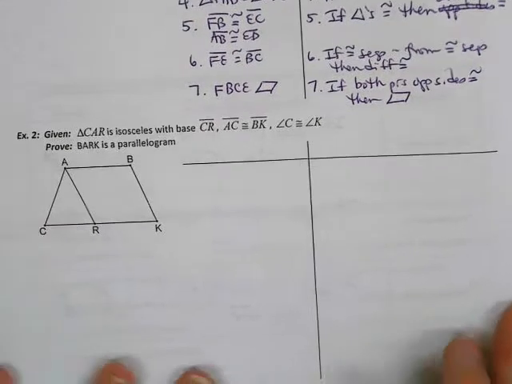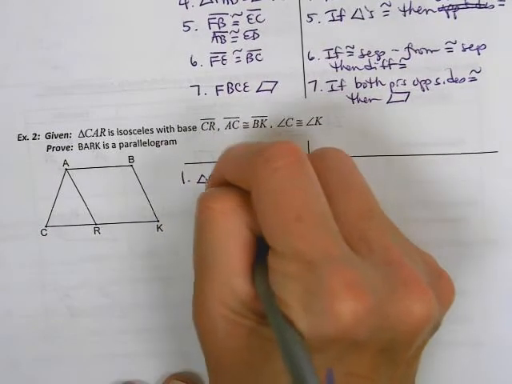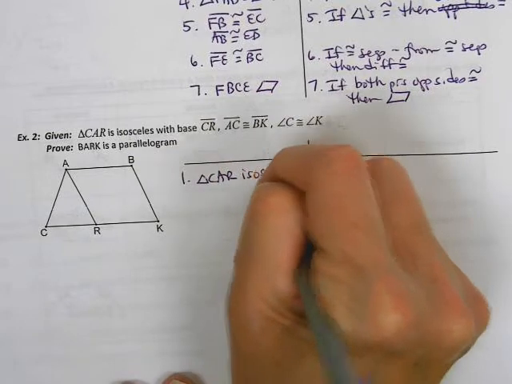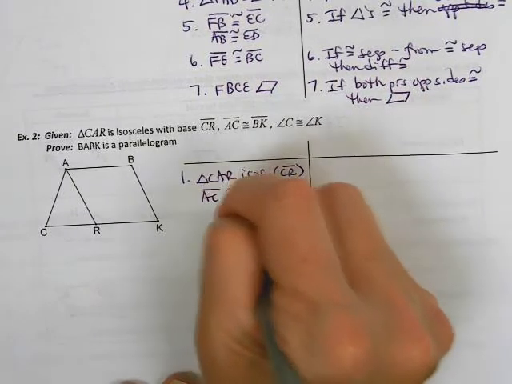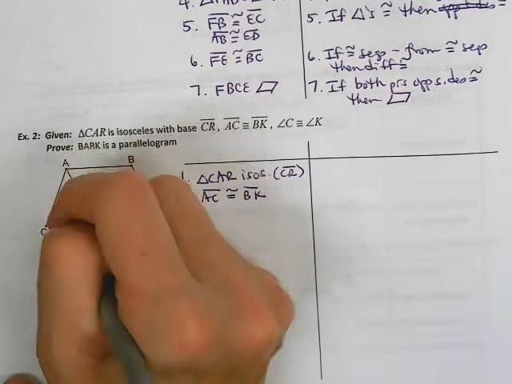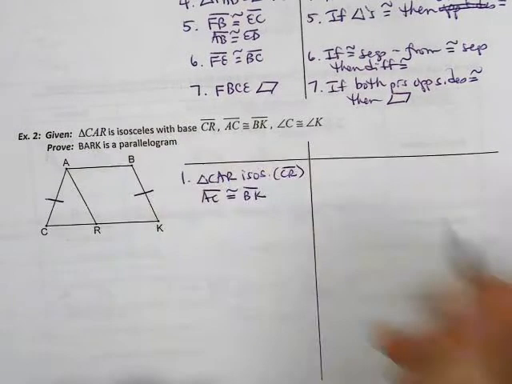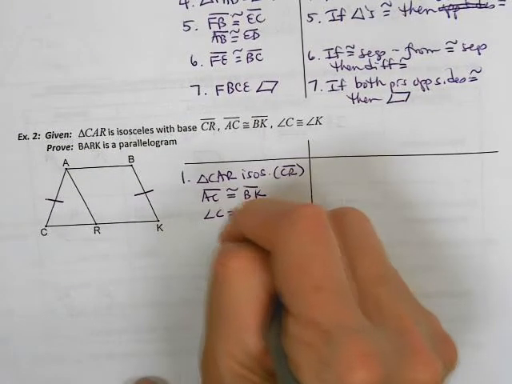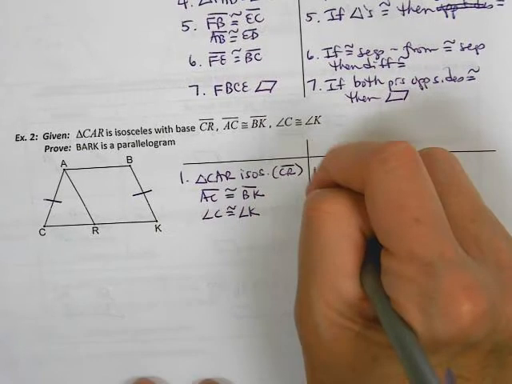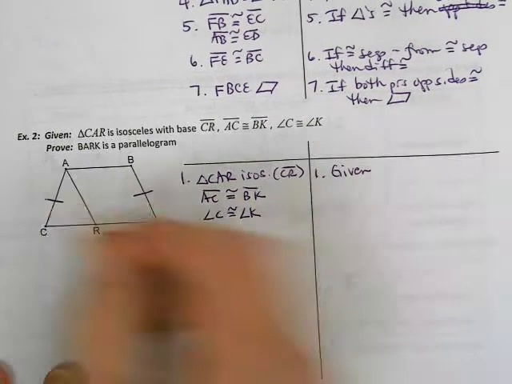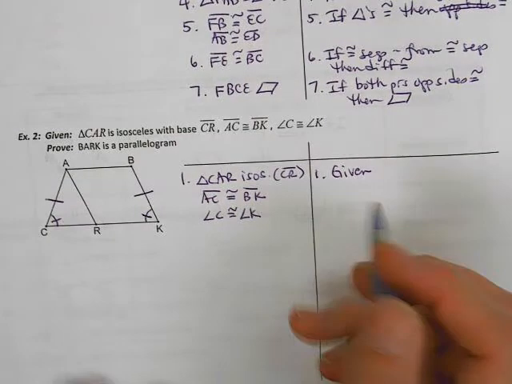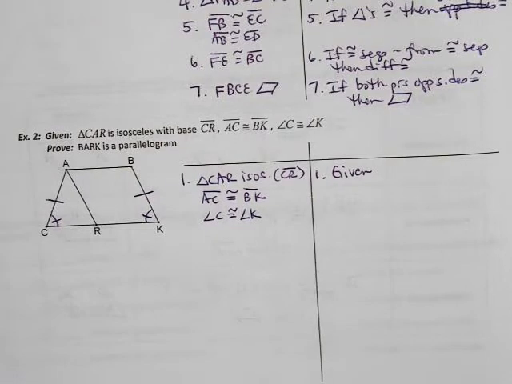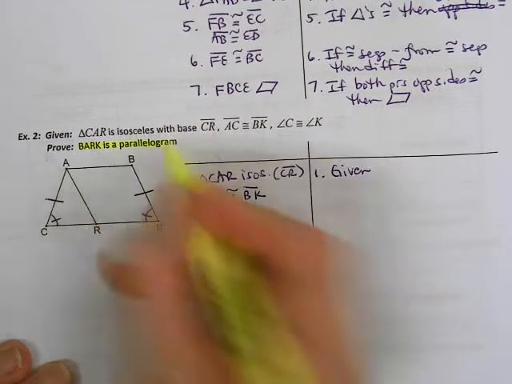Okay? All right. Here's example 2. I have triangle CAR is isosceles, and the base is CR. I have AC congruent to BK. Let's mark that, AC and BK. And I have angle C congruent to angle K. All right, so I'm trying to prove, let's color it in again, that BARC is a parallelogram here. This guy right here.